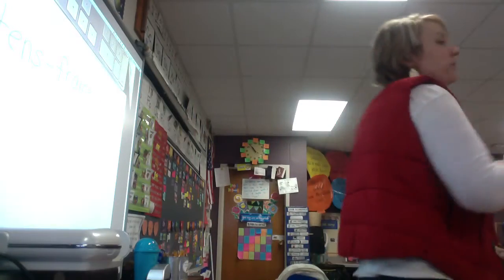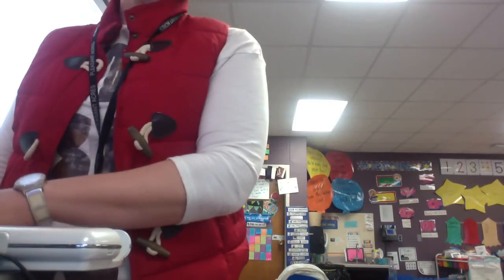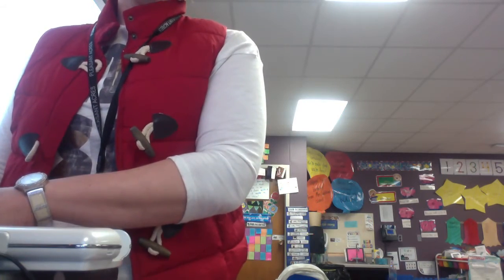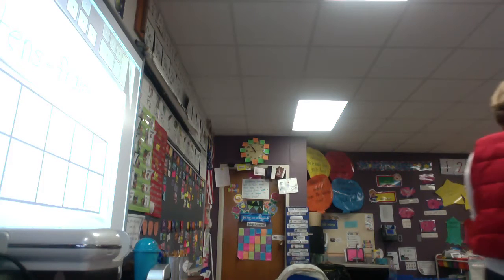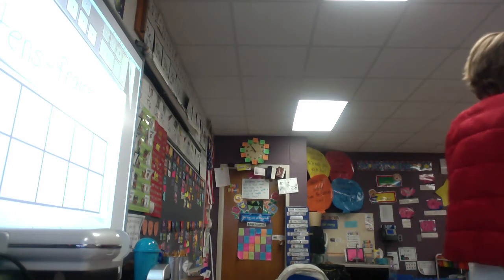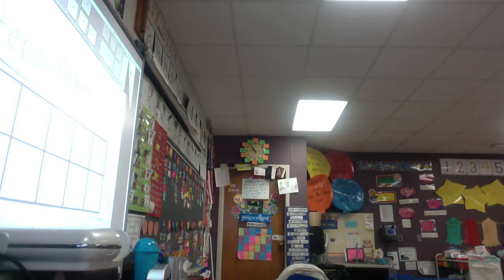Say tens frames. A tens frame looks like this. Turn and tell somebody at your table where you have seen us work with a tens frame before. Your table. Okay, 1, 2, 3, eyes on me. I saw a lot of you look at the calendar and say calendar. We use tens frames at the calendar.